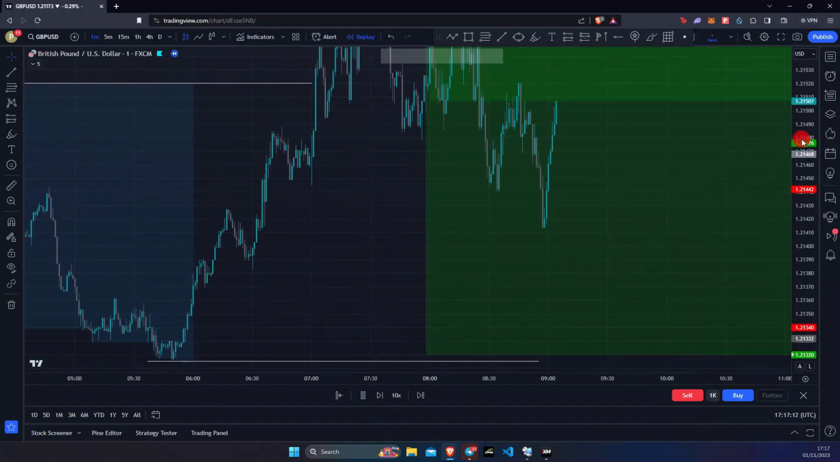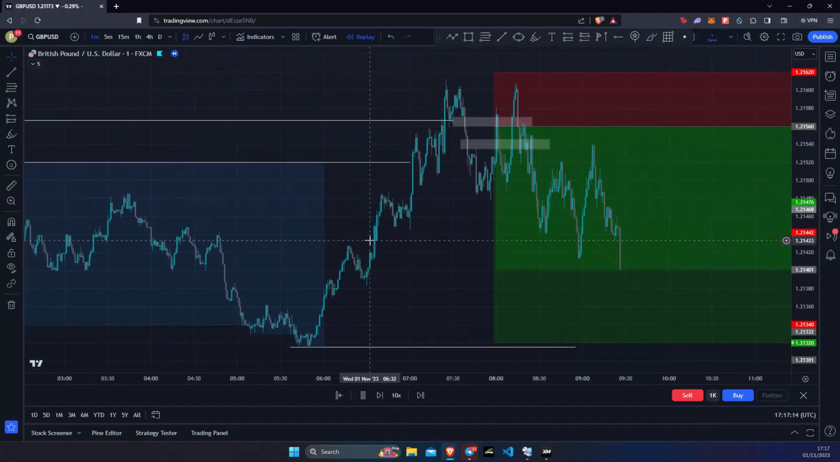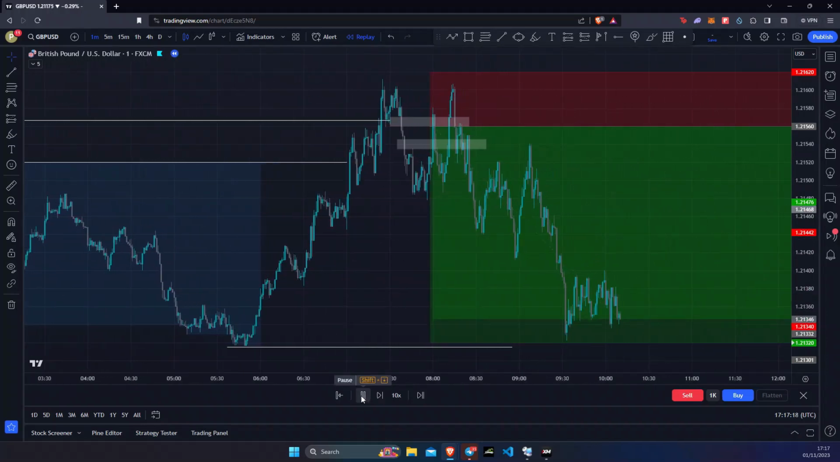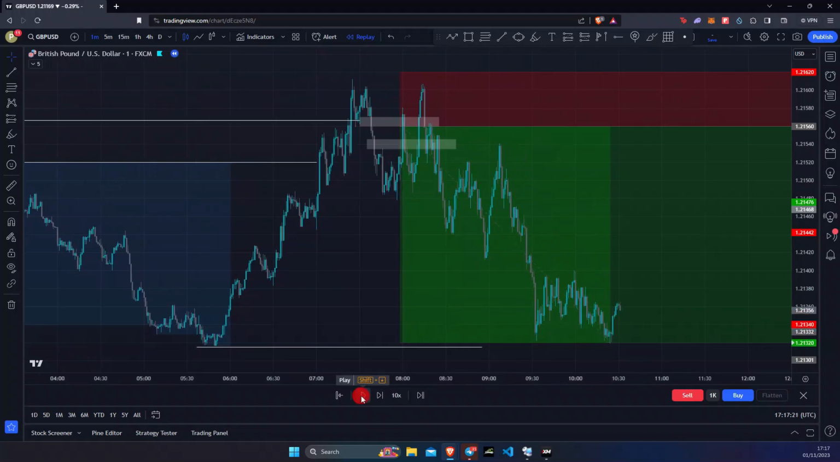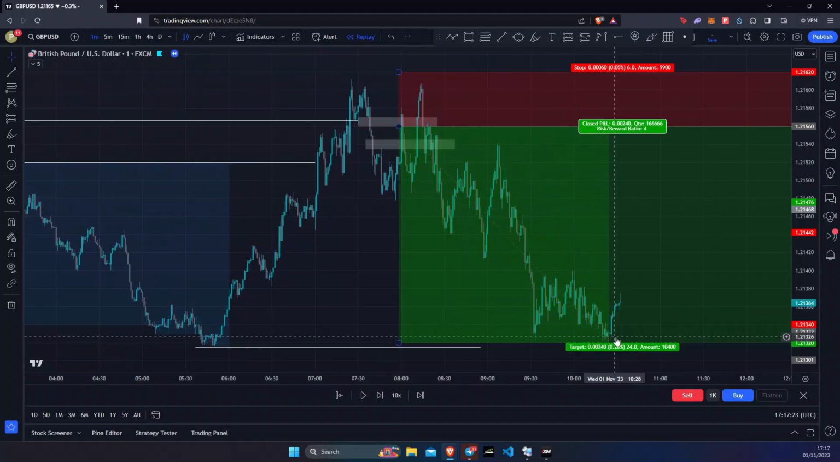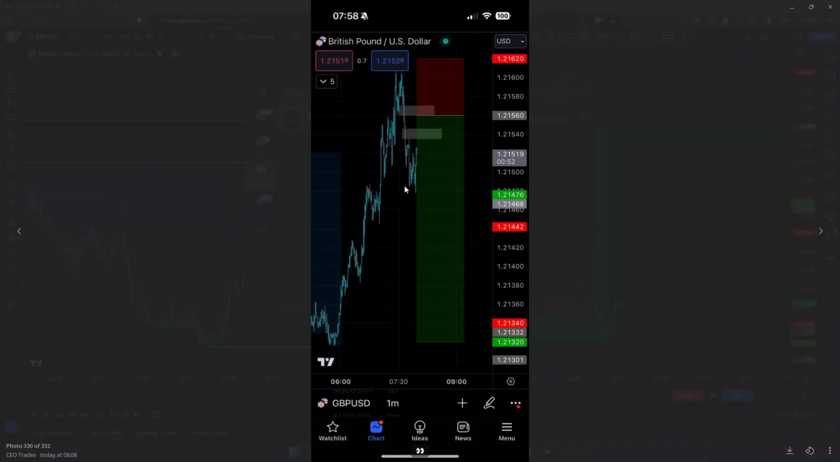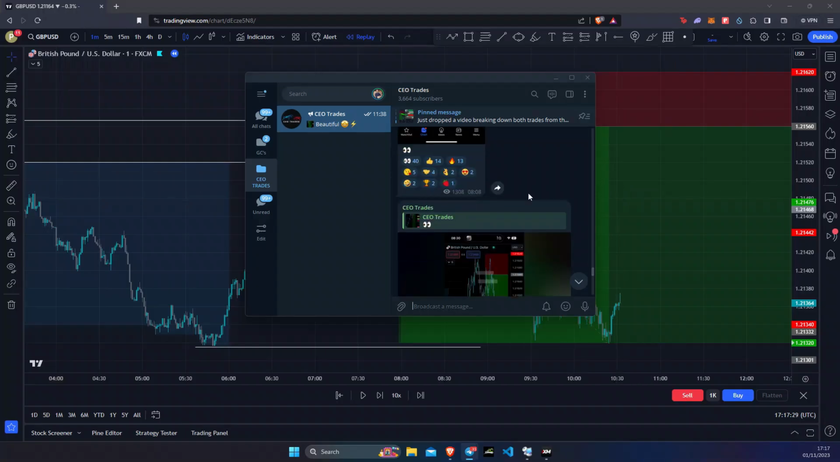This was quite a long trade. It was held for pretty much the majority of the day. Nearly hits our take profit, doesn't want to, faffs around for a little bit, and inevitably goes and hits our take profit, right? So again, this was a trade that I posted in my channel this morning, completely free.